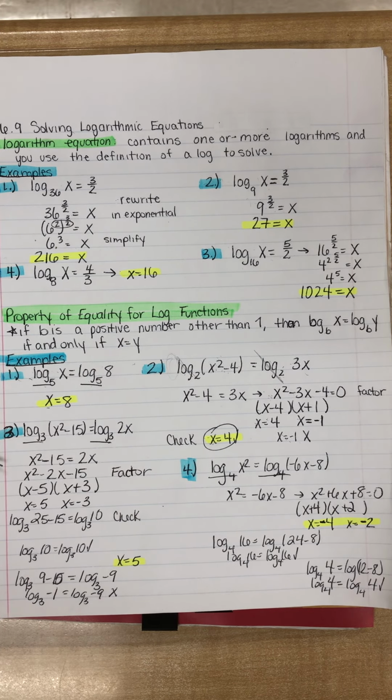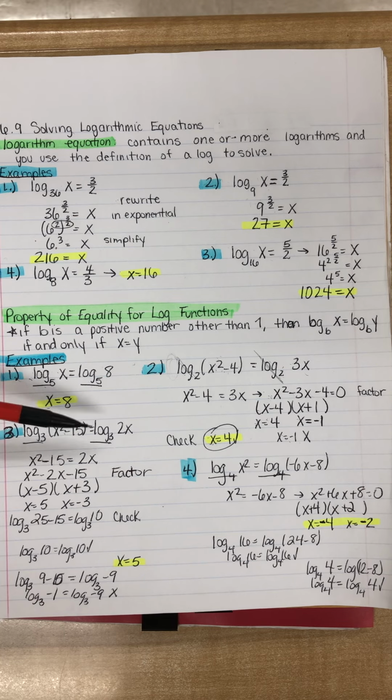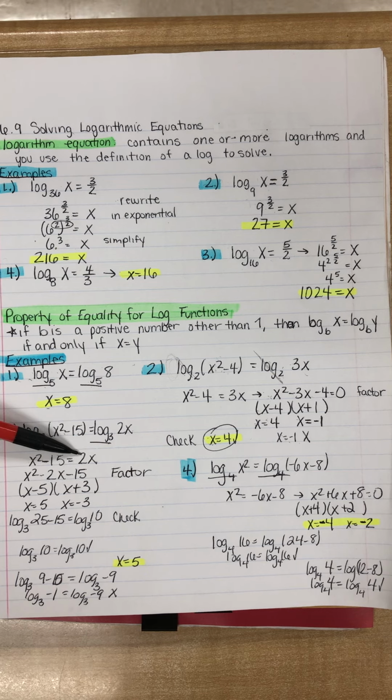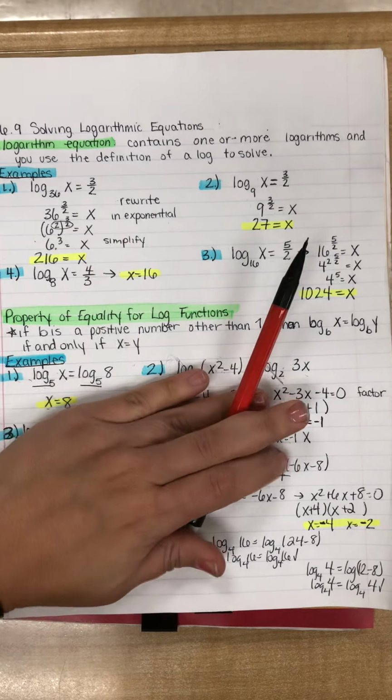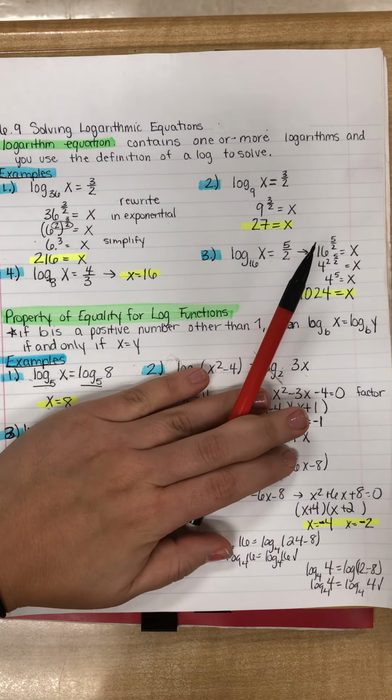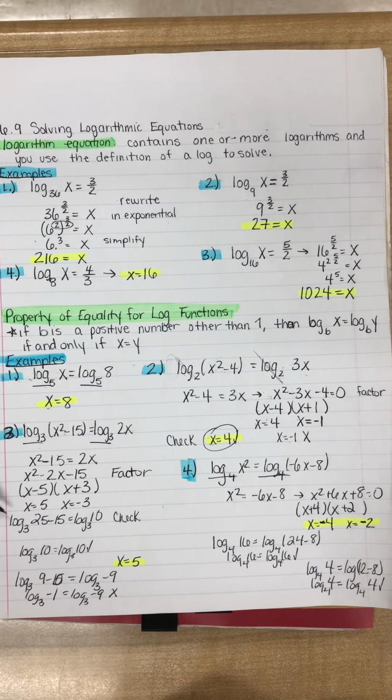Okay? Number 3, log base 3 of (x squared minus 15) is equal to log base 3 of 2x. Again, they have the same logs on both sides, so you cancel them out. You have left x squared minus 15 equals 2x. So stop there. You shouldn't even have to see this. Look at it. Move everything to one side. Factor it. See what your 2 answers are.